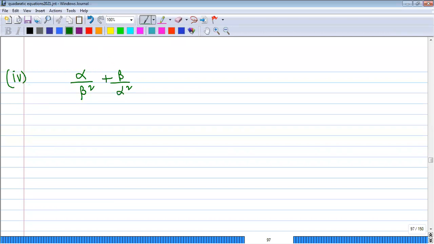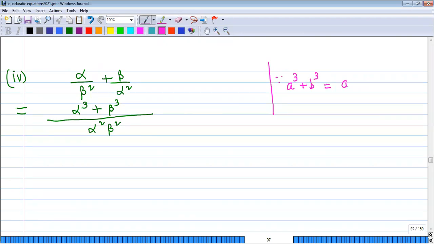Okay. Here, alpha square beta square is the LCM. Alpha square beta square divided by beta square, cancel. Alpha square into alpha, alpha cube. Obviously, here beta cube. So we have the formula, a cube plus b cube formula. So that can be written a plus b whole cube minus 3ab times a plus b. So instead of a, alpha, instead of b, beta.